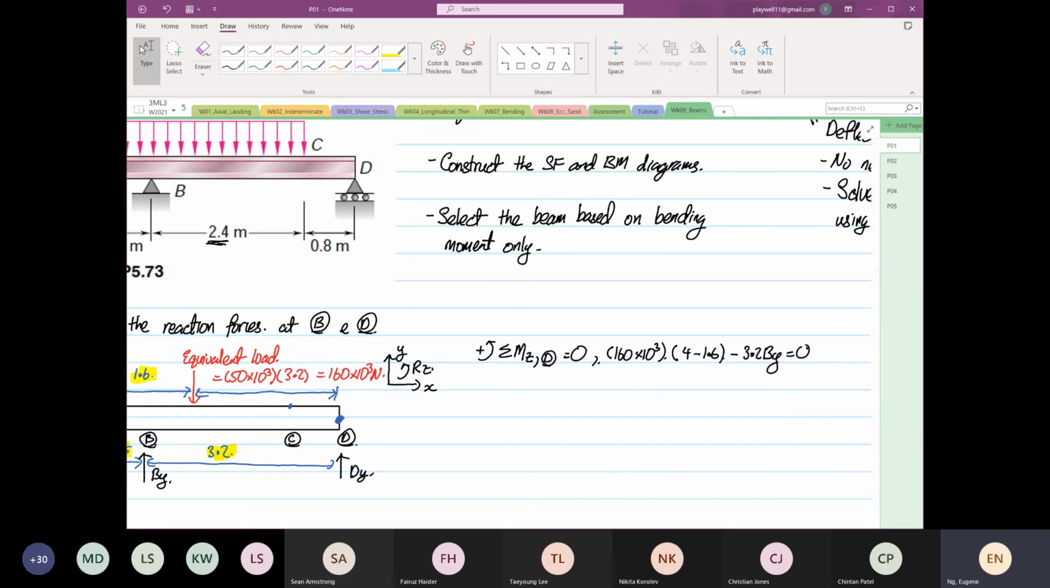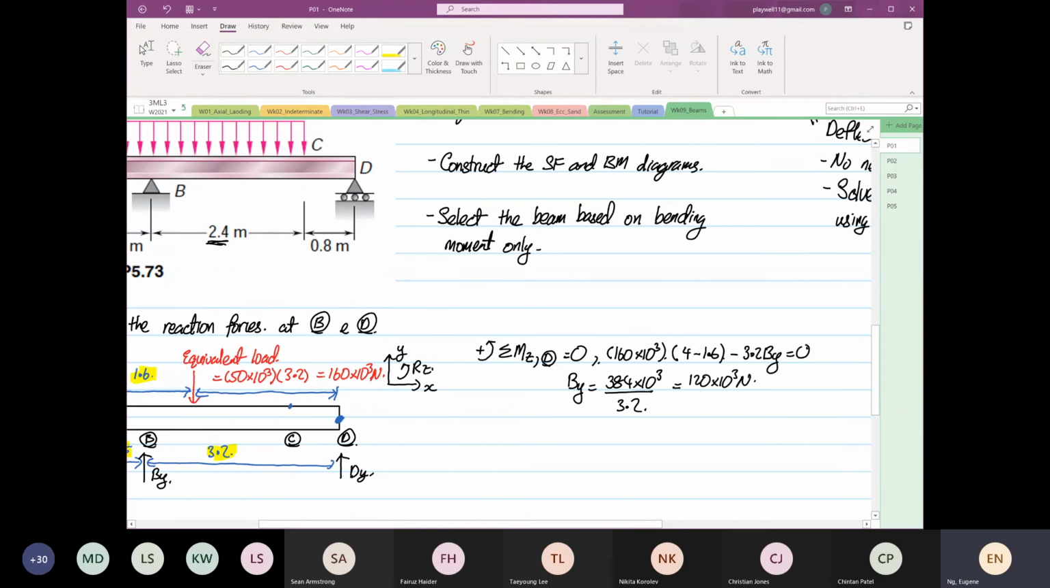So from here, we have By is equal to 160 times 10 to the power 3 times 4 minus 1.6. So it's equal to 384 times 10 to the power 3, and then we're going to divide by 3.2. Let me do it again. 4 minus 1.6 times 160 times 10 to the power 3, divide by 3.2. So it's 120 kilonewton, times 10 to the power 3.